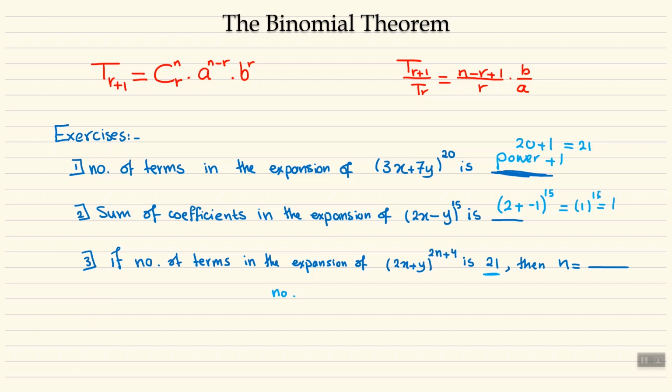So we know that the number of terms equals the power plus 1. In our case, the number of terms is 21. So that's equal to the power, which is 2n plus 4, plus 1. Okay, so we can solve this equation now for n. We want to find n. So 21 minus 4 minus 1 equals 2n. I have transposed 4 and 1 to the other side. 21 minus 4 minus 1 is 16. So 16 is equal to 2n. We divide by 2 both sides. So n is equal to 8. So here n is equal to 8. Okay.